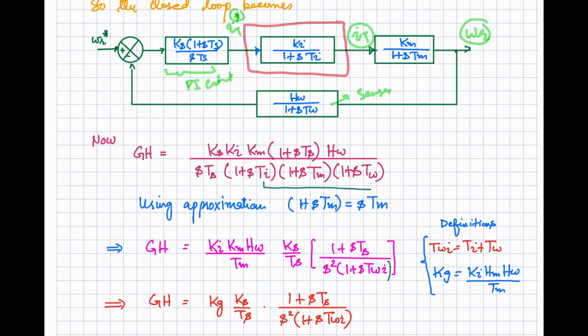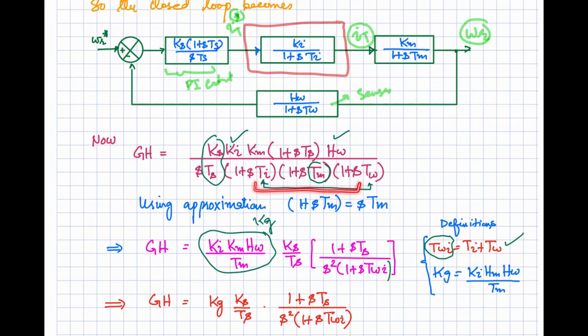We are going to combine these two together and represent them as T omega I, another definition. And we are going to define a constant kg as well. This kg is equal to this ki into h of omega, and then divided by the tm, right? That will be coming from here. So this is kg, and into ks by ts is left over here, and then this s square will be over here, so it will make s square, and 1 plus sts divided by 1 plus s t omega I.